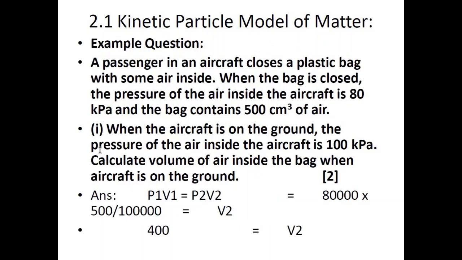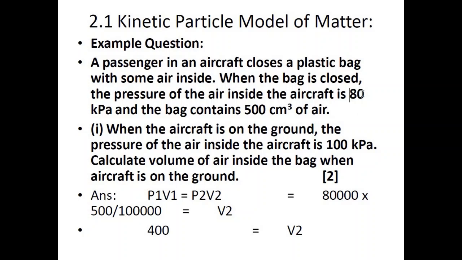Example question: a passenger in an aircraft closes a plastic bag with some air inside. When the bag is closed, the pressure of air inside the craft is 80 kPa, kilopascals, 80,000 pascals, and the bag contains 500 centimeter cube of air. When the aircraft is on the ground, the pressure of the air inside the craft is 100 kilopascal, 100,000 pascals. Calculate the volume of air inside the bag when the aircraft is on the ground.